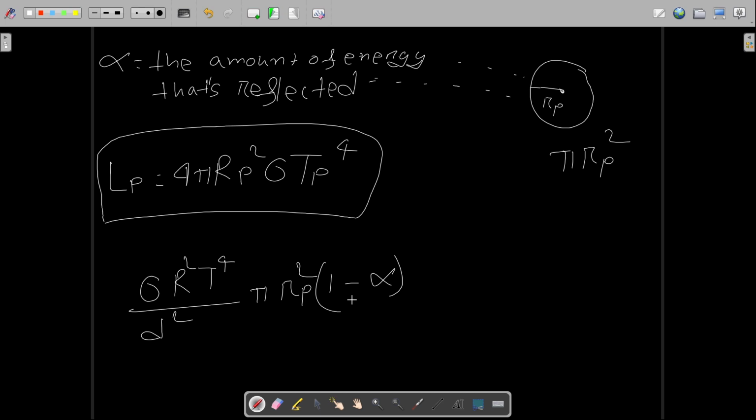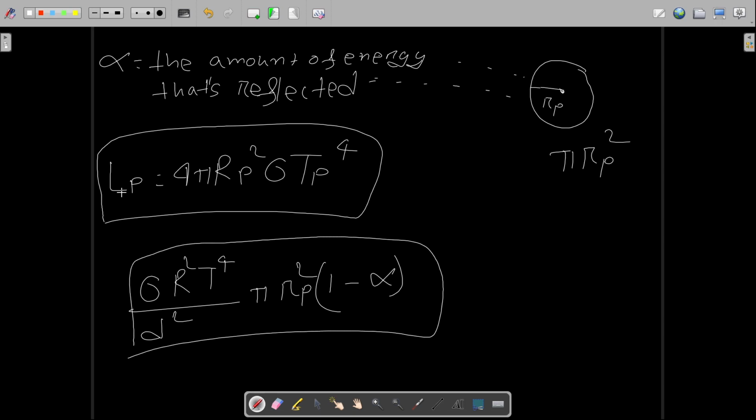Now we can actually do one thing. We can set both of them equal, right? Because they will be equal. This is the power that it's receiving, and this is the power that's being dissipated. So we can set them equal. Let me do it here. So from each side we can cancel this with this. If we simplify this, we should get something that looks like this.